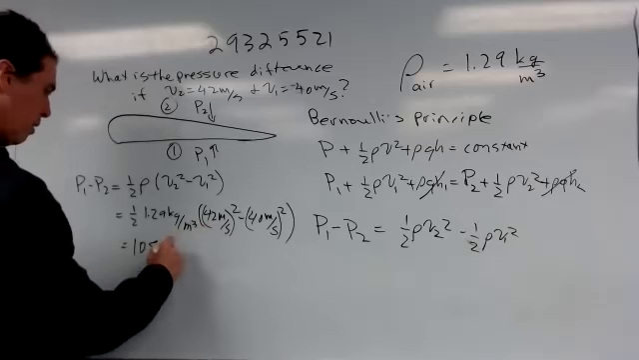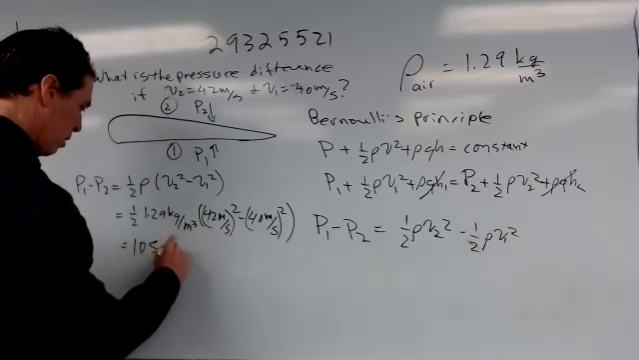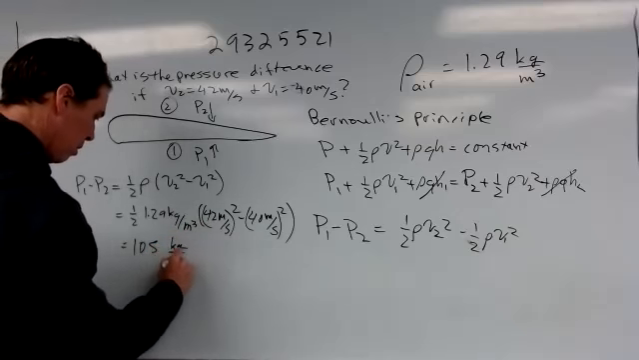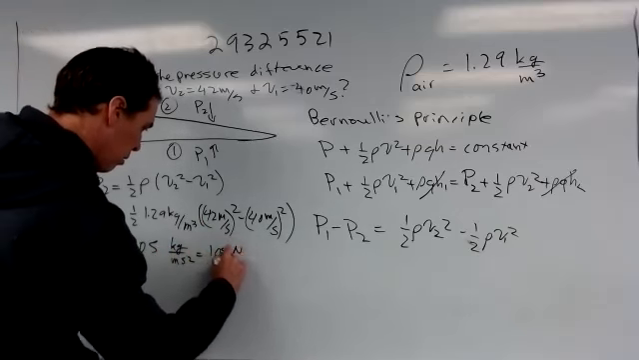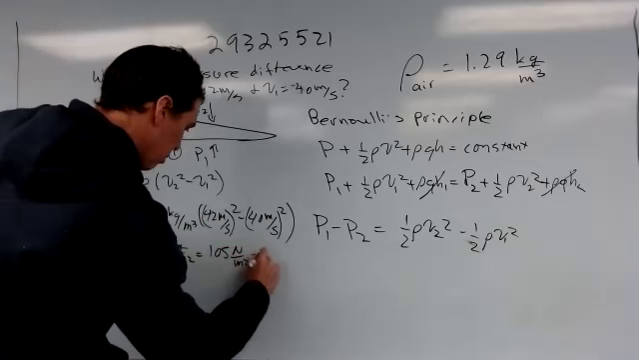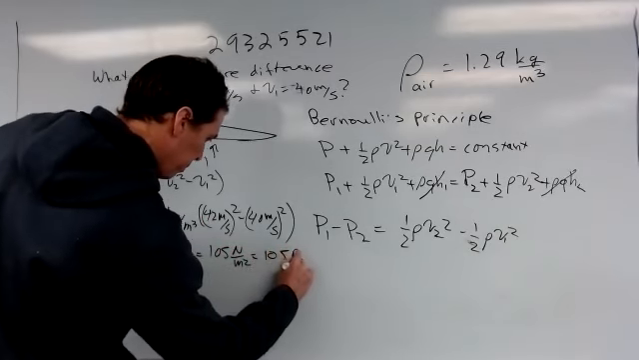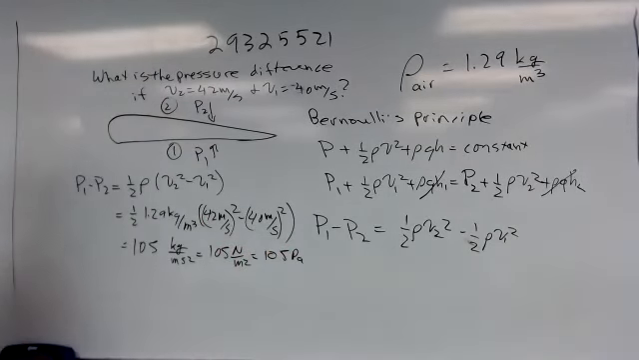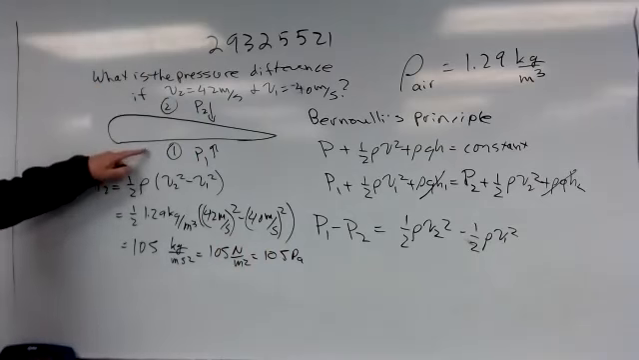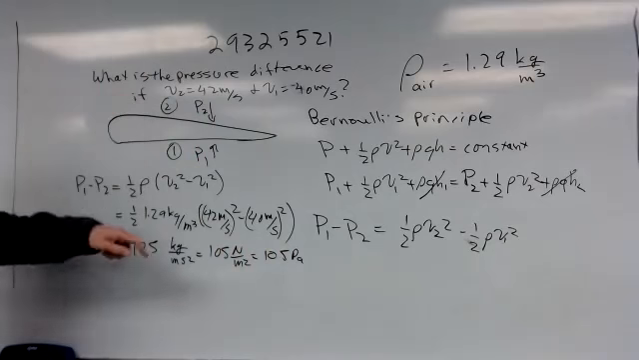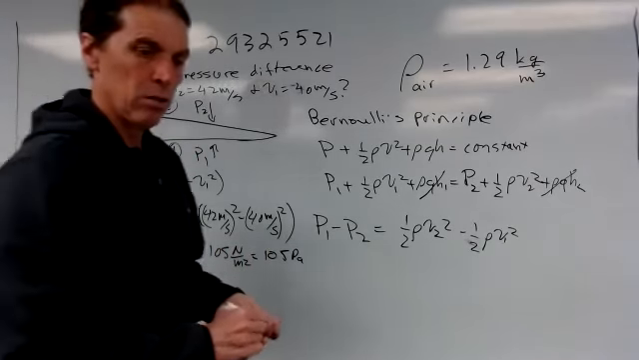Those are meters squared. You want to be really careful about the units. So the pressure difference is 105 pascals. It's P1 minus P2. And so P1 is larger than P2 by 105 pascals.